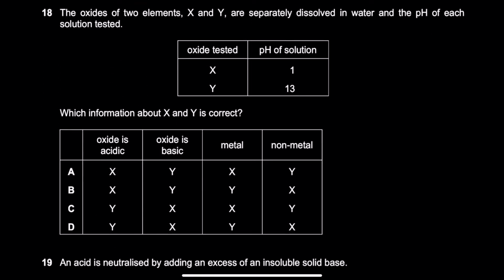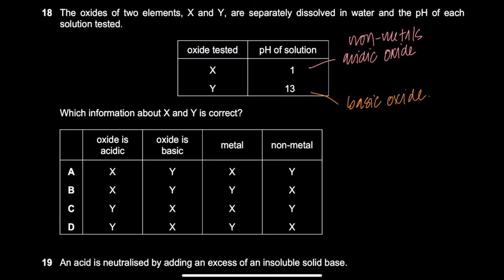Now, question 18 says, the oxides of two elements X and Y are separately dissolved in water, and the pH of each solution is tested. So the pH of this solution is 1, which means that this is going to be an acidic oxide. And which ones are acidic oxides? Non-metal oxides are acidic oxides, right? With some exceptions, which we studied. And this will obviously be a basic oxide. That's why it's giving you a pH of 13, that of a base, an alkali. And you realize that basic oxides are metal oxides with some exceptions.